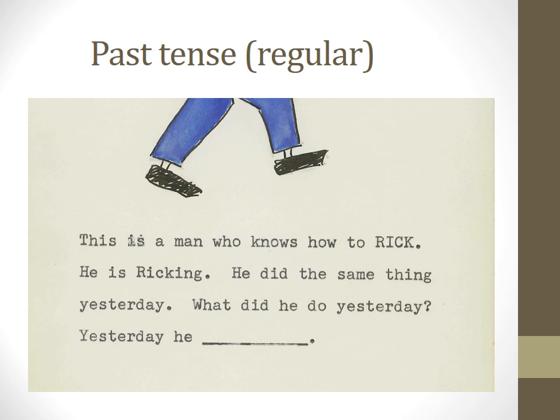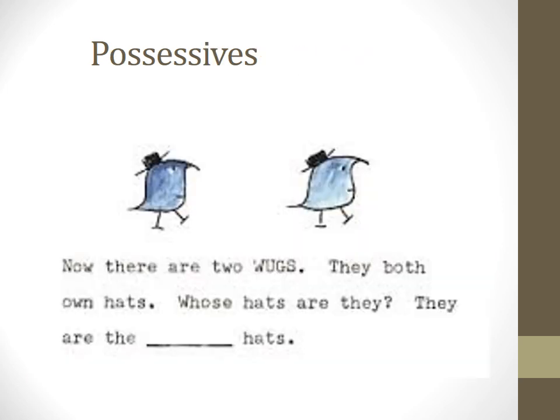And then they will look at verbs, and they'll say, this is a man who knows how to rick. He is ricking. What did he do yesterday? Children will say, yesterday, he ricked. They will put the regular ed ending on a verb. Even though they don't know what this word is, they will apply the grammar rule innately. Again, they'll do it with possessives. Now there are two wugs. They both own hats. Whose hats are they? Children will say, wugs' hats.